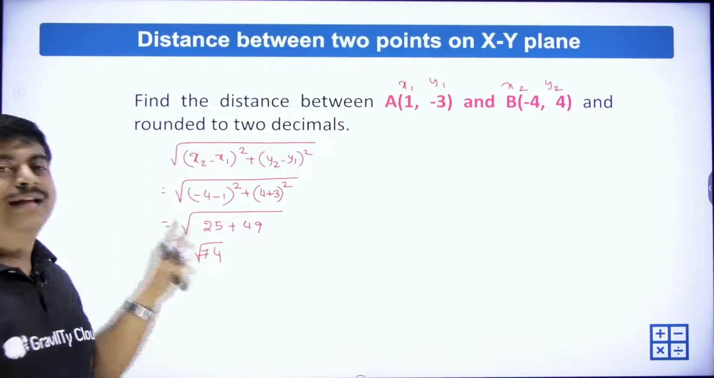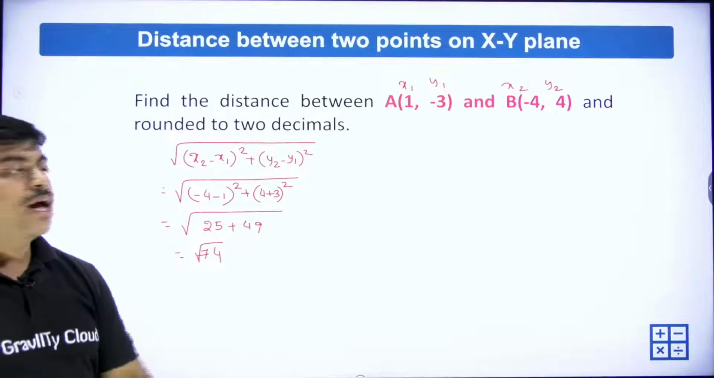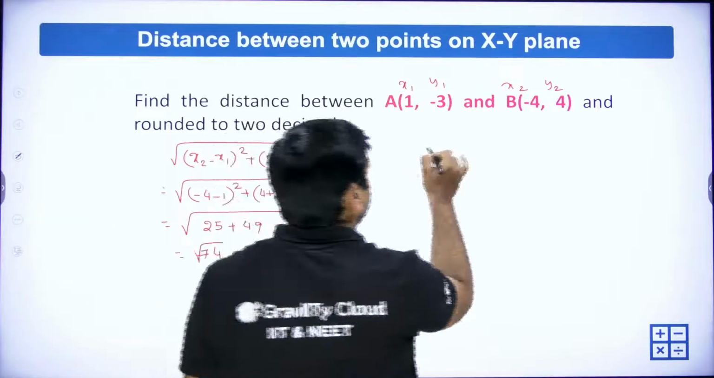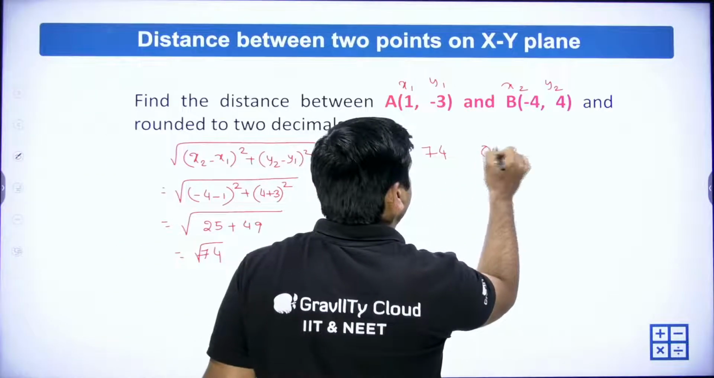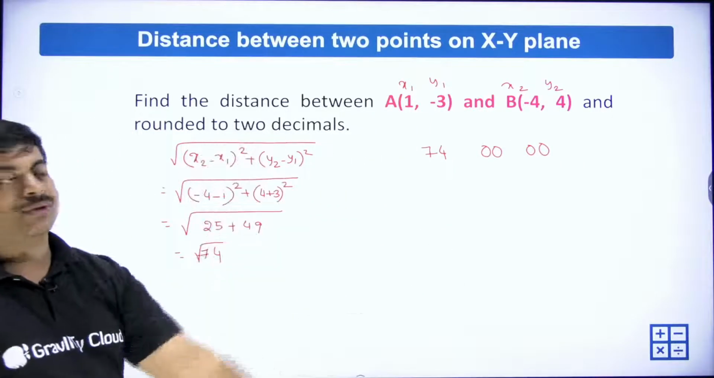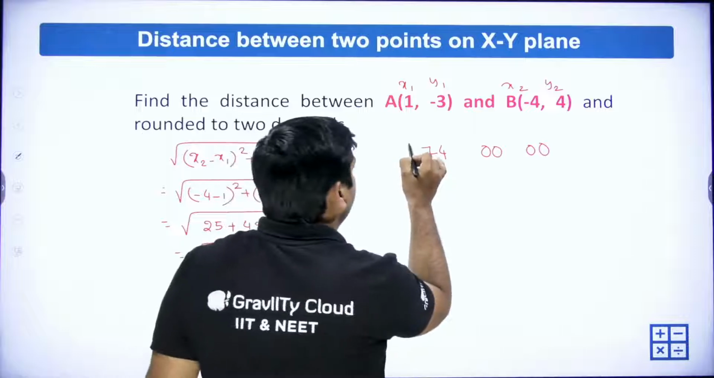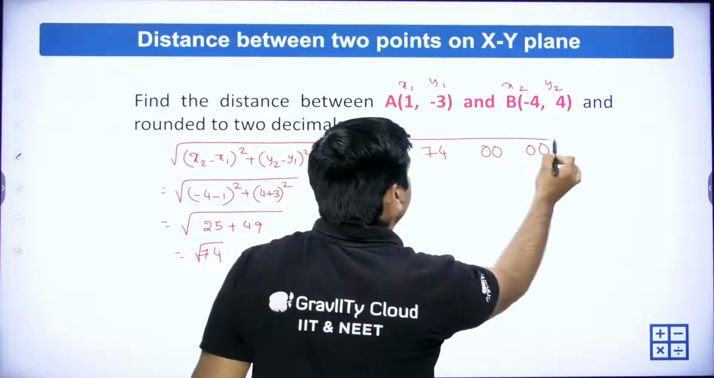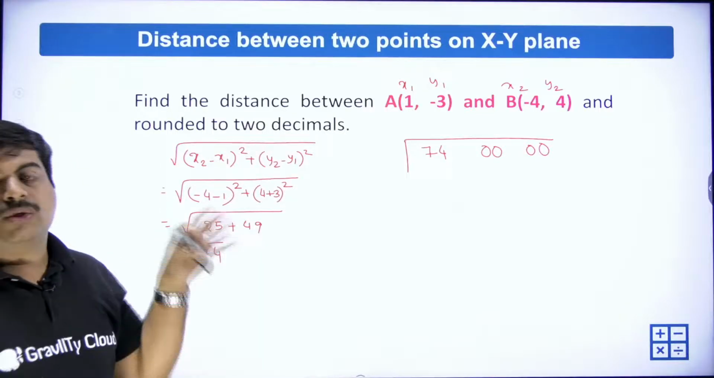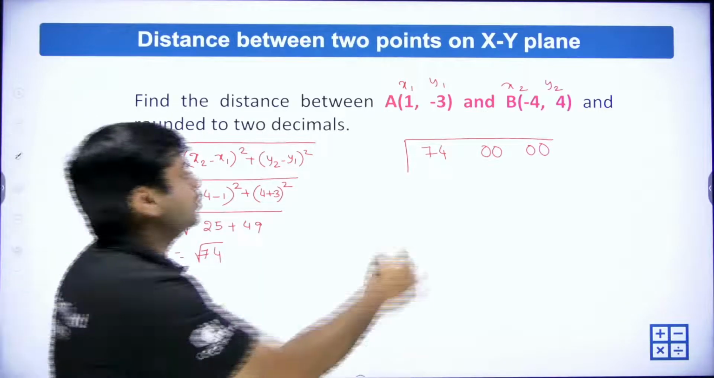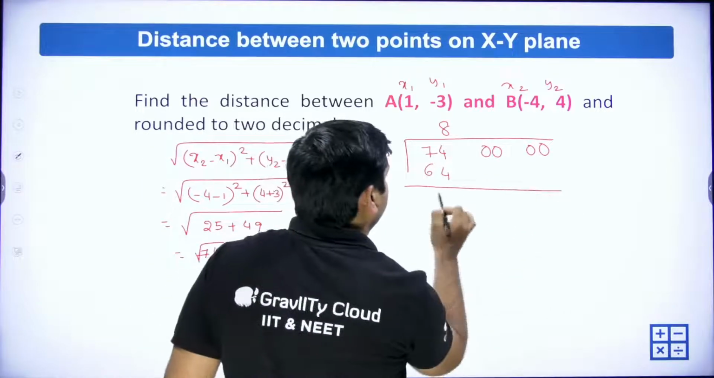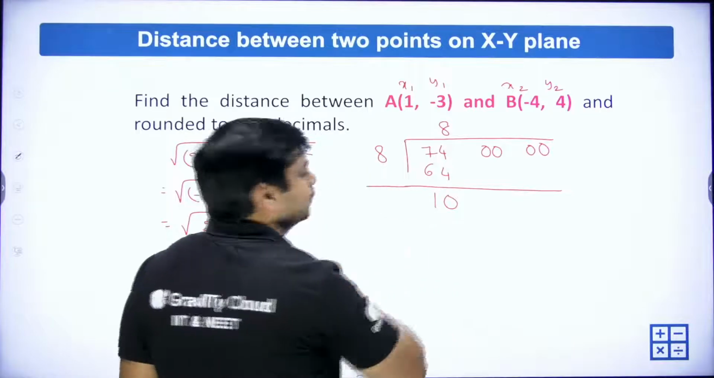So how to find the square root of 74? Once again, let me recall the procedure which we have already learned in the previous classes. Write that as 74, next 0, 0 and 0, 0, because we need to round off to 2 figures. Now start dividing with the nearest square. The nearest square is 64. What is the square root of that? 8. 8 8s are 64, so we're left with 10.